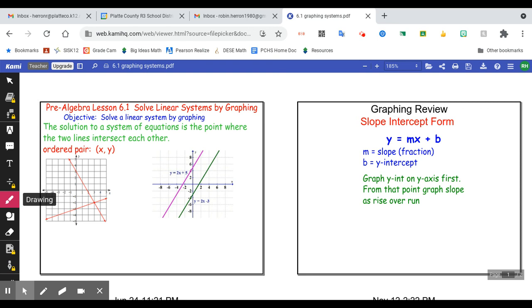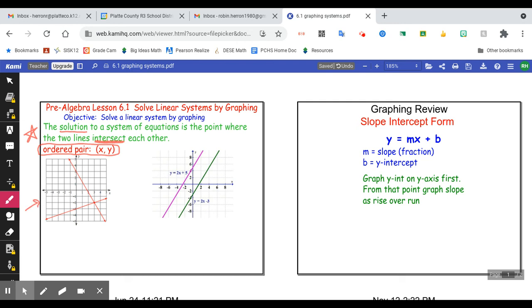So a couple of things. You're actually solving the system for an ordered pair that makes it work for both of them at the same time. So the solution to a system of equations is the point where the 2 lines intersect each other, all right? You're going to write your answer as an ordered pair, like x comma y, just like a point. Where those 2 lines actually meet is what our answer is going to be.